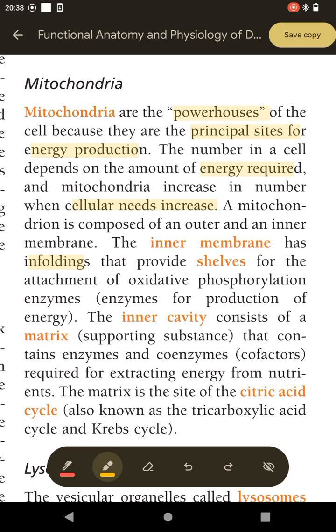These infoldings make the cells, and these cells have enzymes for the oxidative phosphorylation. Oxidative phosphorylation is the process of formation of ATP, as you know. While the inner cavity consists of the matrix. Matrix is the supporting substance that contains enzymes and coenzymes, cofactors, required for extracting energy from nutrients. Nutrients like carbohydrate, protein, lipid, amino acid, glucose, free fatty acid.